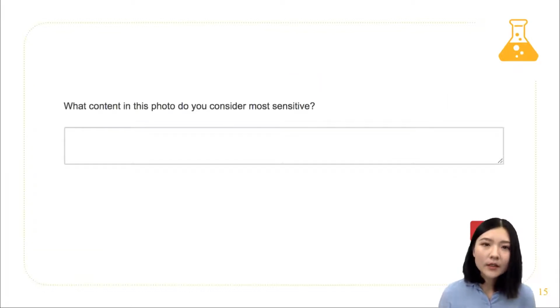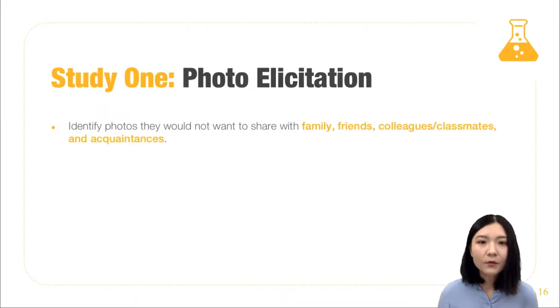And afterward, we asked participants to tell us a piece of content that they consider most sensitive in this photo. Following the first private photo, participants then identified the other 4 photos that they would not want to share with their family, friends, colleagues or classmates, and acquaintances.